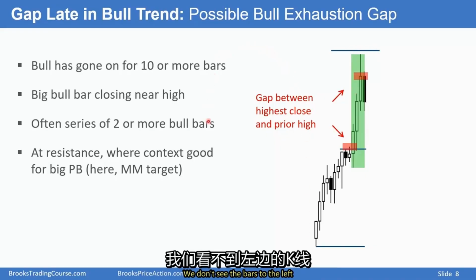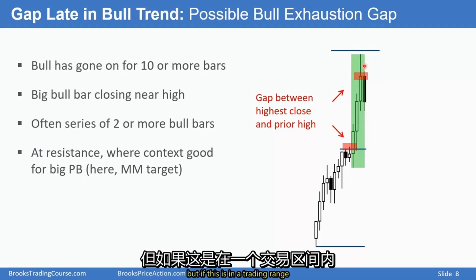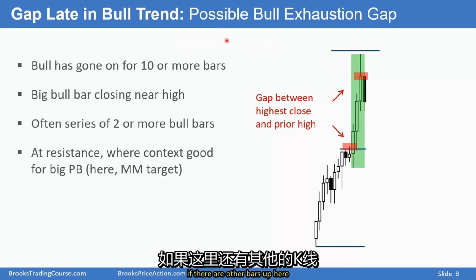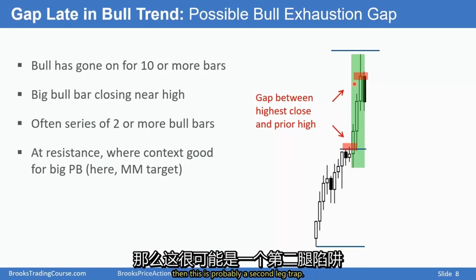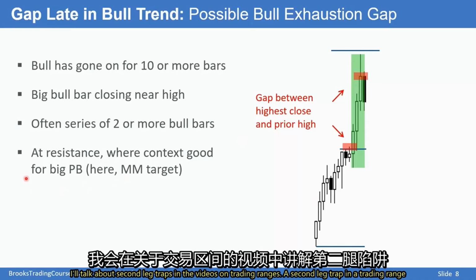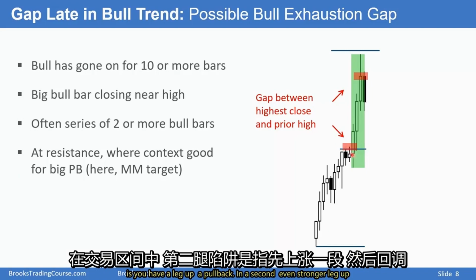We don't see the bars to the left, but if this is in a trading range, if there are other bars up here, then this is probably a second leg trap. I'll talk about second leg traps in the videos on trading ranges. A second leg trap in a trading range is you have a leg up, a pullback, and a second even stronger leg up.